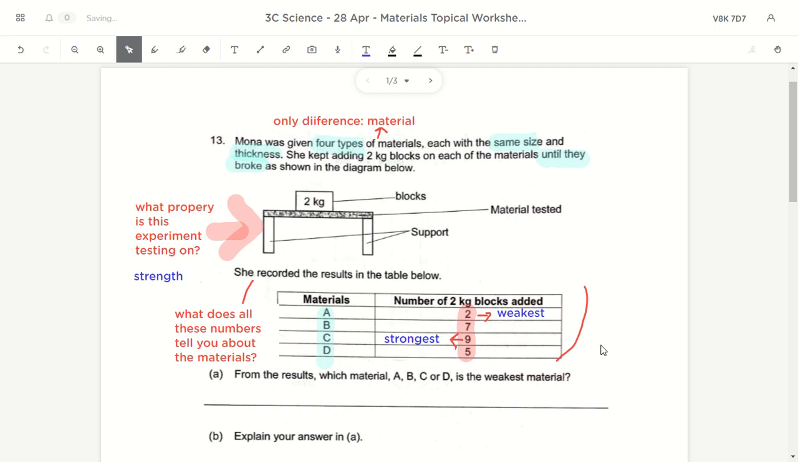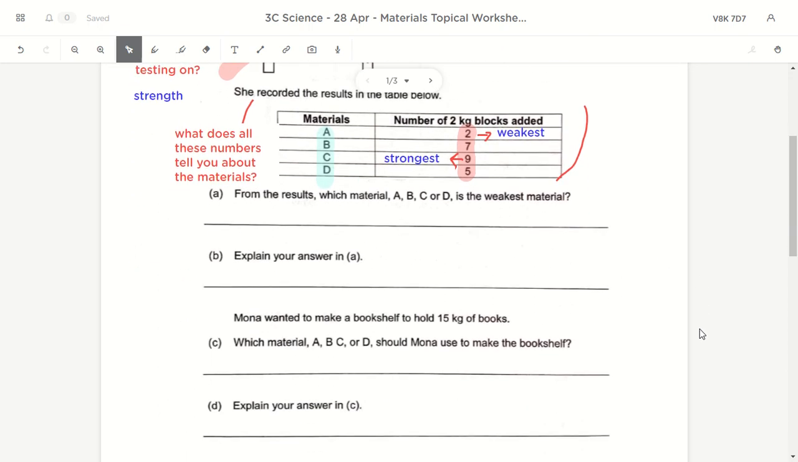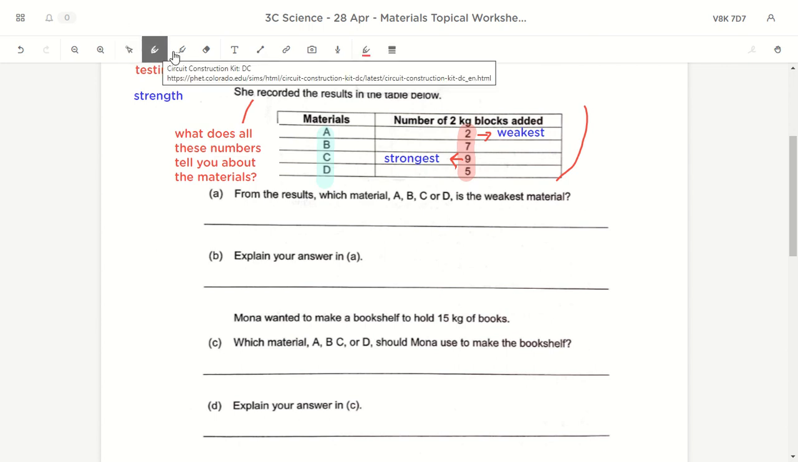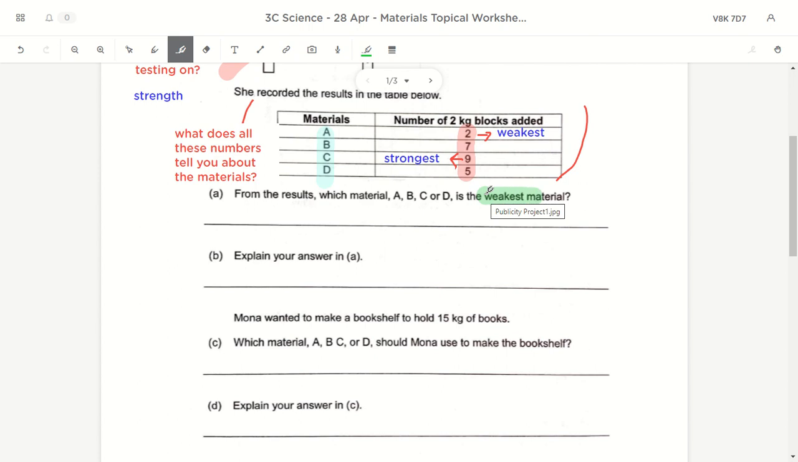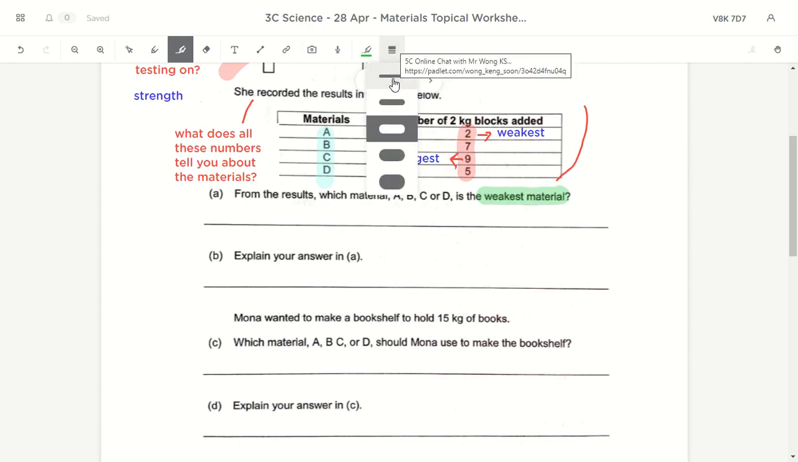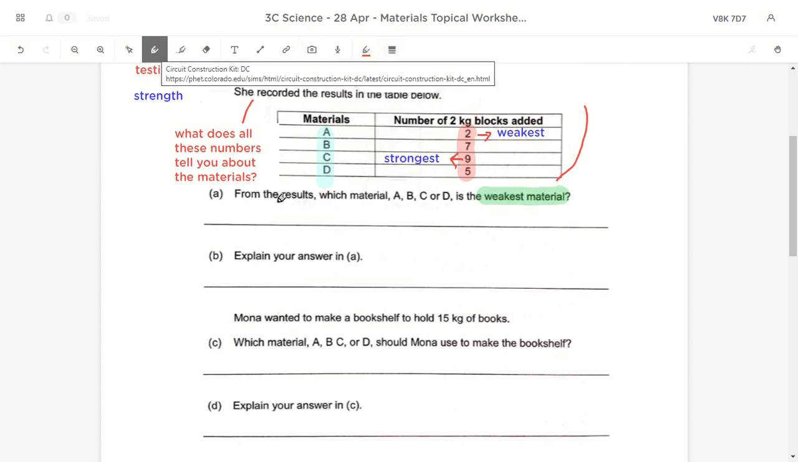Alright, with that, let's answer the question. If you understood the question and the data that's presented to you, the question actually is quite straightforward. Which is the weakest material? I want the weakest. So which is the weakest? I know that it is actually A. It is from the table. So why is it A?